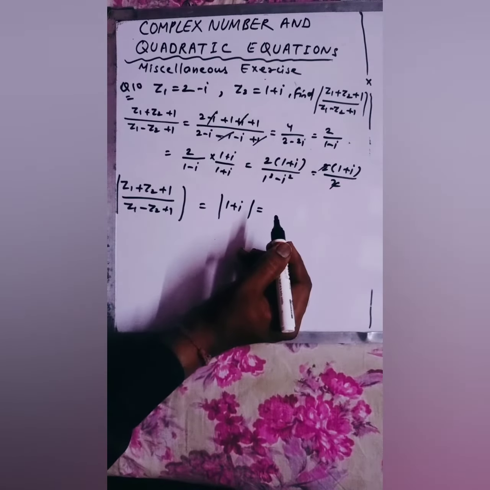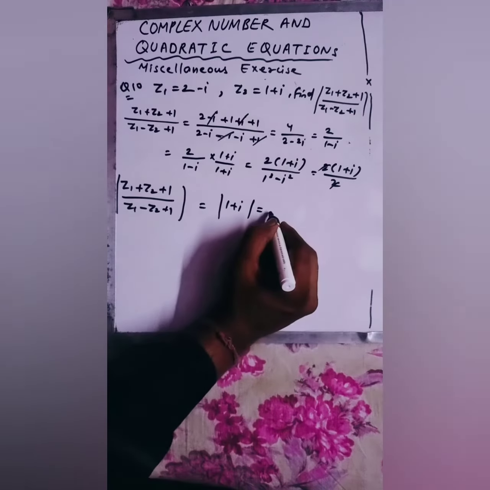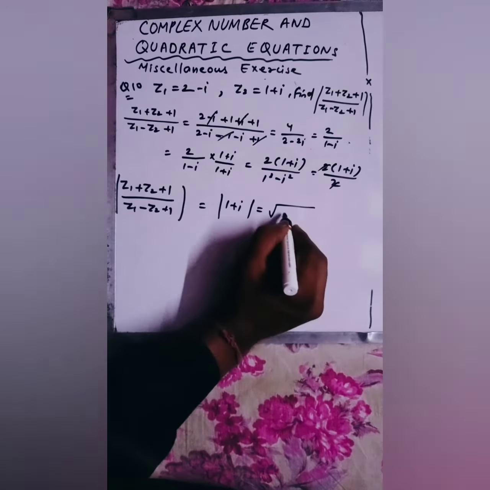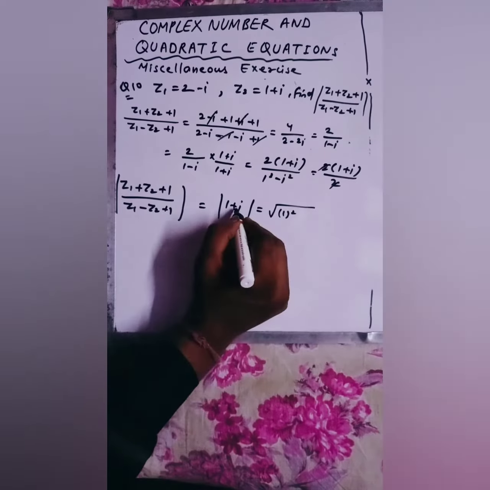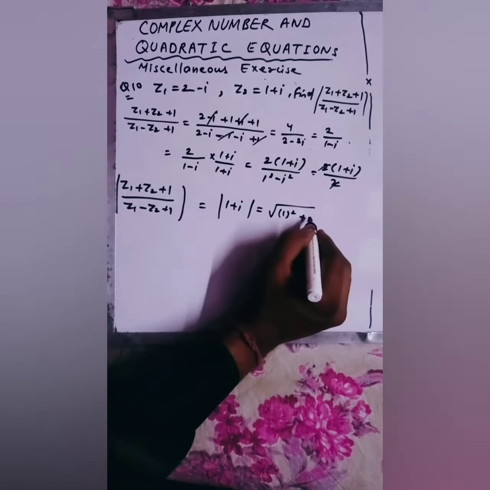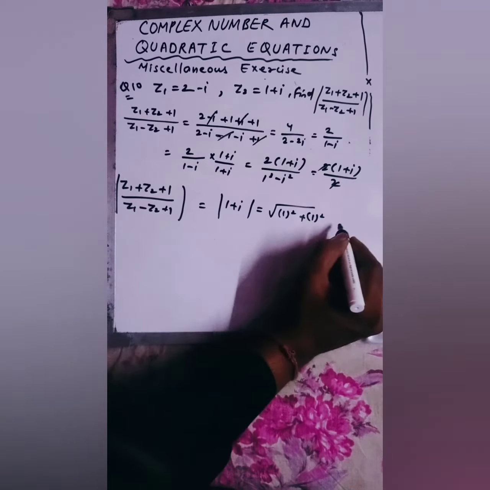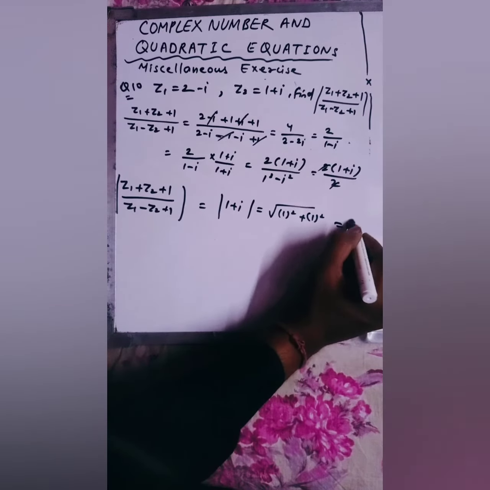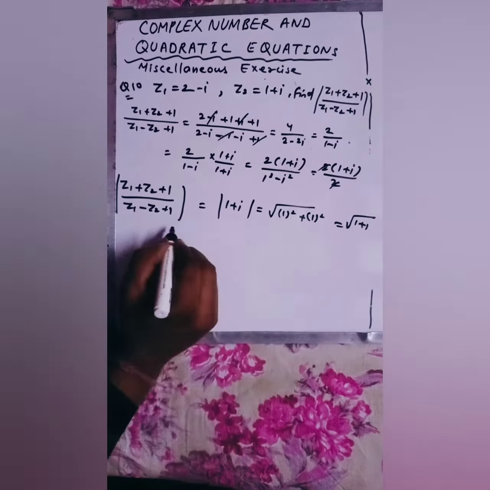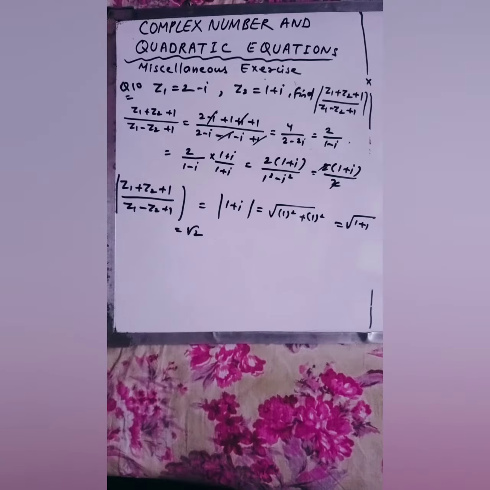So the modulus, as you know, you can find with under root 1 square plus the coefficient of iota squared, that is 1. So you will get 1 plus 1, that would be under root 2. So this is how you can solve question number 10.